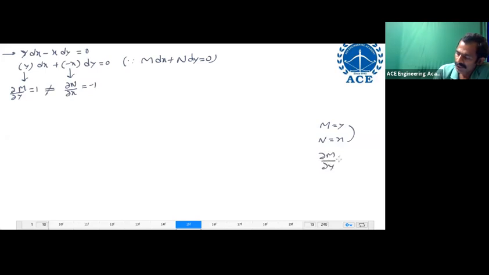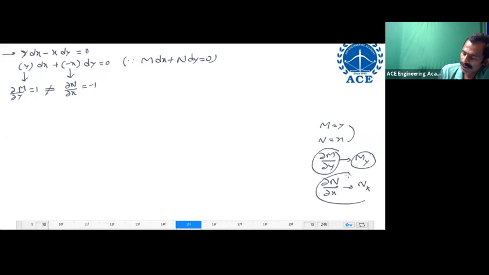Dou M by dou y, its short form is M suffix y. Dou N by dou x, its short form is N suffix x. Instead of writing dou M by dou y, I write M suffix y. Instead of writing dou N by dou x, I write N suffix x only. Here these two are not the same, therefore it is not an exact equation. That is why we cannot solve this by the exact method.